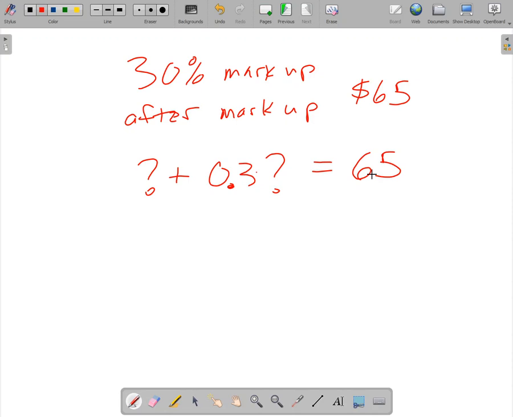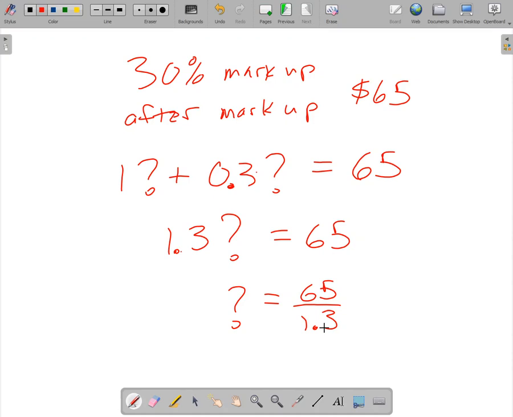Now, let's look at this algebraically for a minute. That question mark, I could rewrite it as one question mark. If you have one question mark plus 0.3 question marks, that gives you 1.3 question marks. And that equals 65. So another way to get the answer is to divide the 65 by 1.3. That's another way of looking at this algebraically.